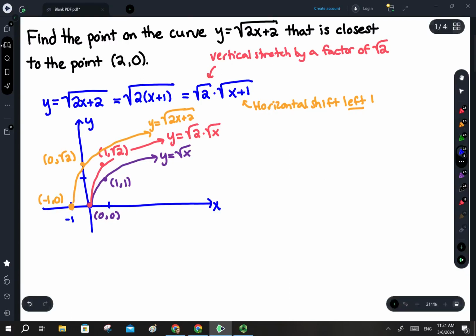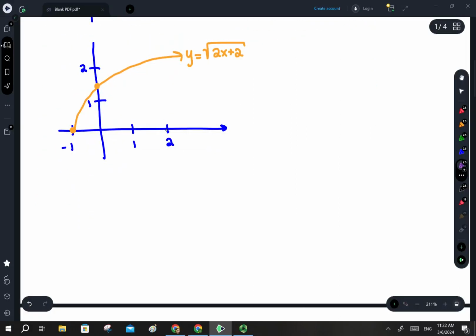So I'm going to redraw my graph one more time so that I don't have my intermediate functions in there. I'm just going to show the function I care about, y equals the square root of 2x plus 2. And the point we're interested in is the point (2, 0). And so the question is asking what point on the curve is the closest to the point (2, 0).